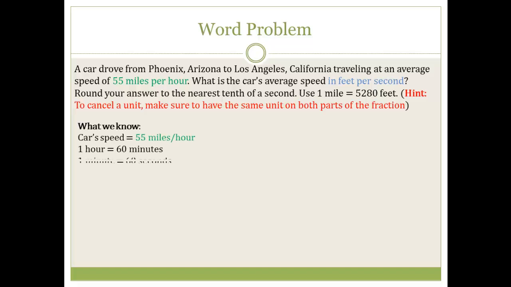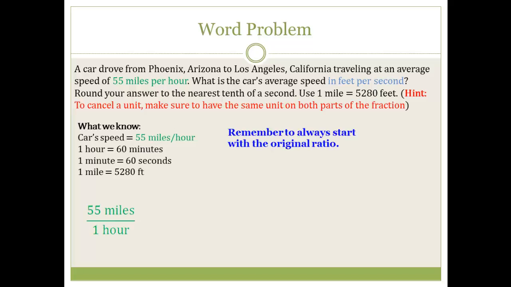We know the car's speed is 55 miles per hour. We know 1 hour is equal to 60 minutes. We know 1 minute is equal to 60 seconds. And we know that 1 mile equals 5,280 feet. Always start with the original ratio, as the goal is to get feet per second, which means getting rid of all the other units.